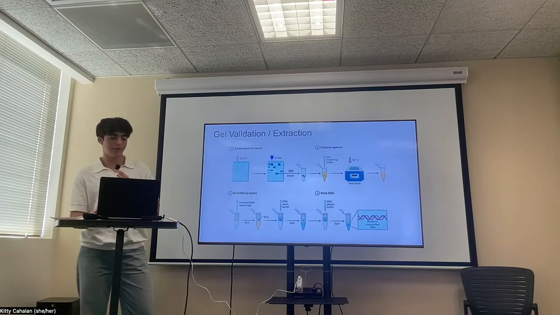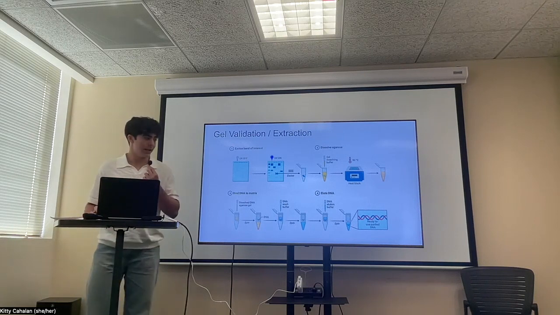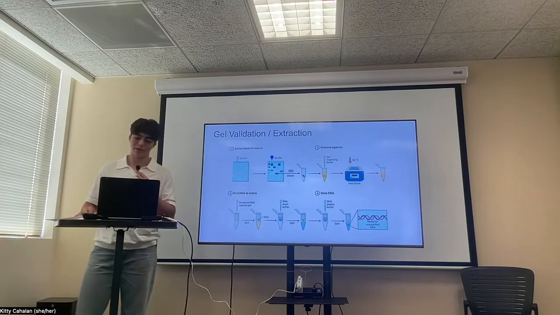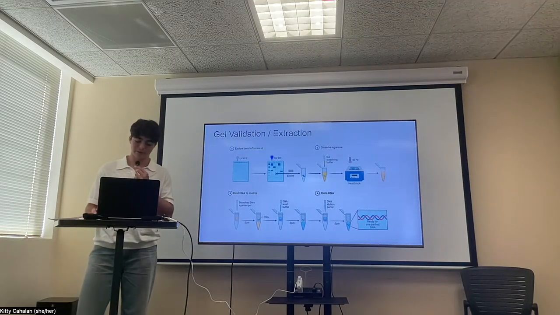Next we went through gel validation and extraction. The way you do this is you put all the DNA through gel electrophoresis, and then you excise the DNA that corresponds to the number of base pairs that you would typically see in bacteria within the gut. Next you purify the DNA so that it's ready to be sequenced.